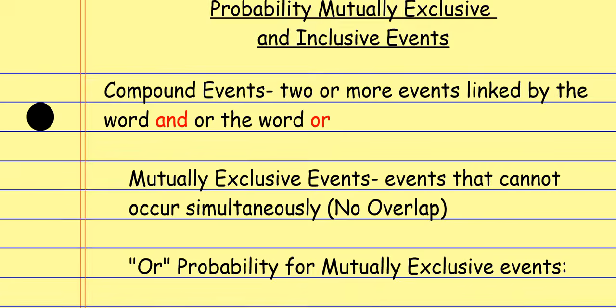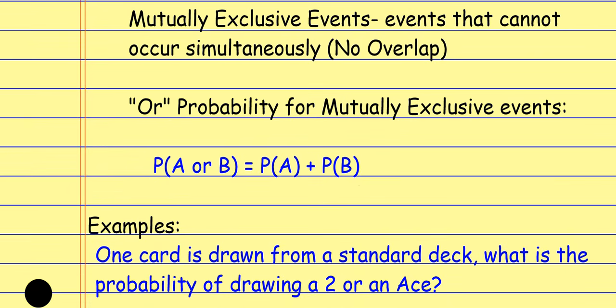For or probabilities of mutually exclusive events, it's pretty simple. If I have the probability of A or B, there's that word or, we just do the probability of A plus the probability of B. So or, we add the probabilities. And if you recall, when we did and probabilities, we multiplied the probabilities. So and, we multiply; or, we add the probabilities.